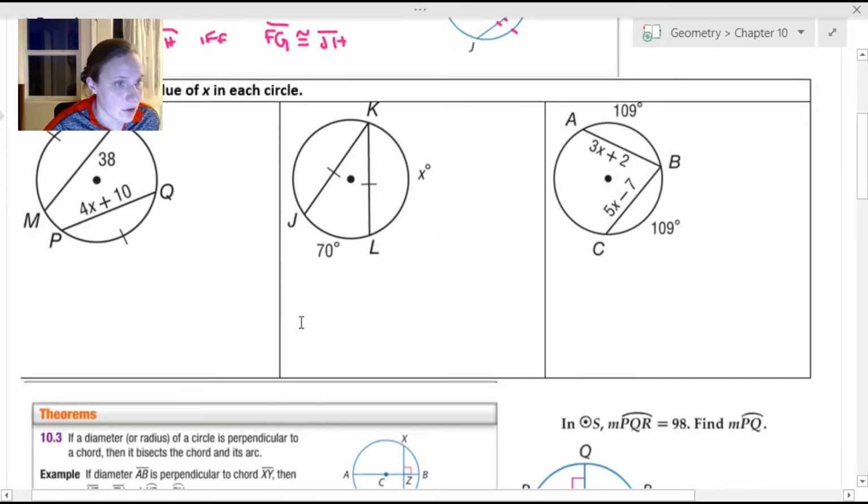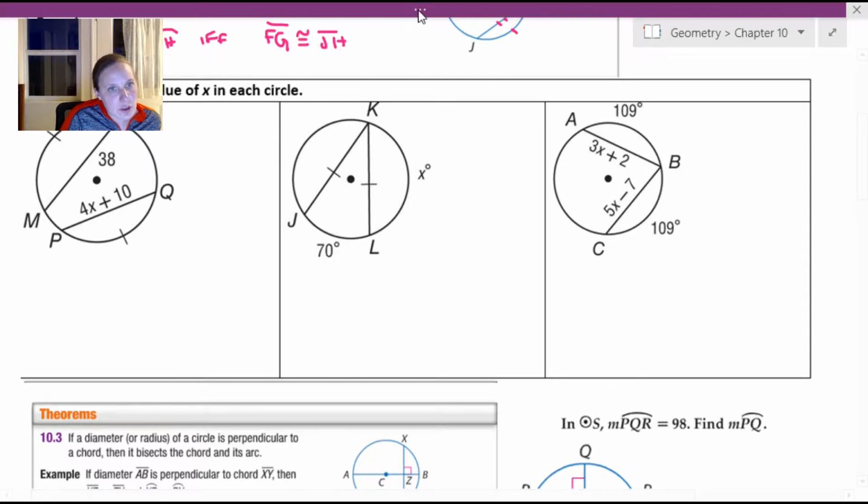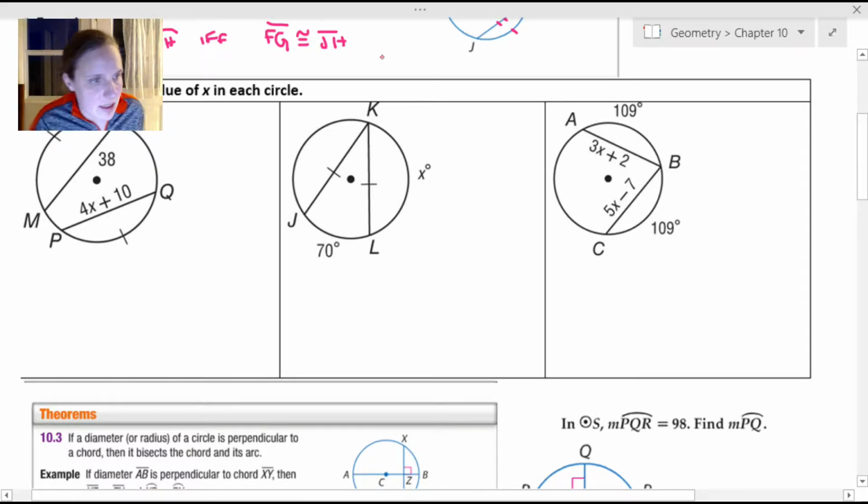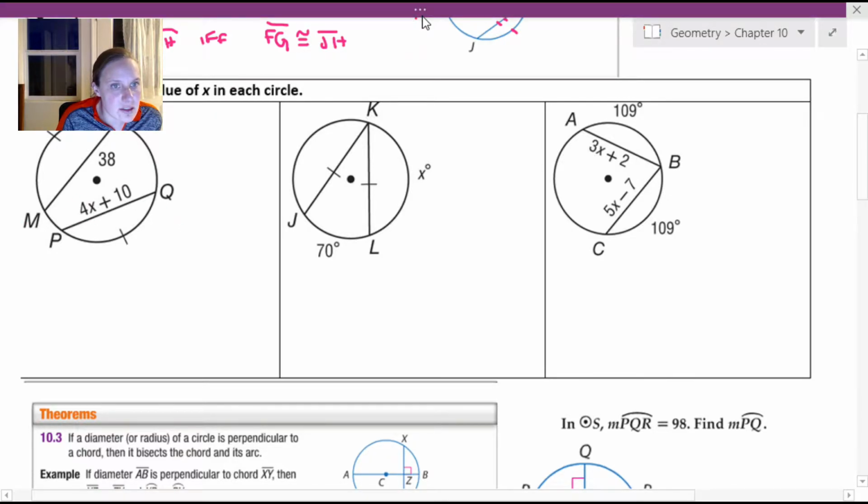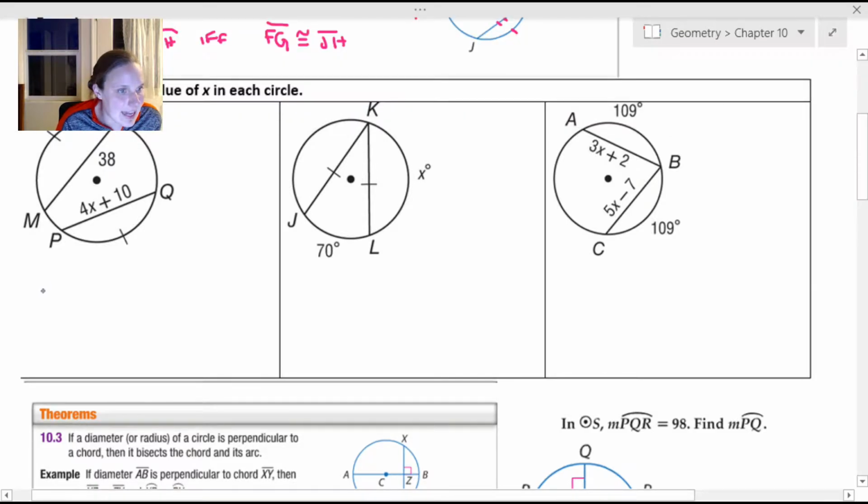All right, so in this first problem, I've got arc MN and arc PQ are congruent. You know how I can tell? Because of the tick marks. MN is 38 and PQ is 4x plus 10. Because those arcs are congruent, MN is going to be congruent to PQ, which means their measures are going to be the same. So I can substitute that in. 38 is going to be equal to 4x plus 10.